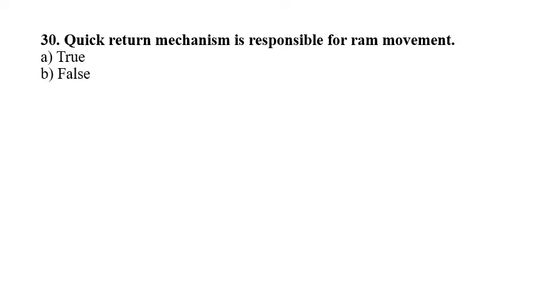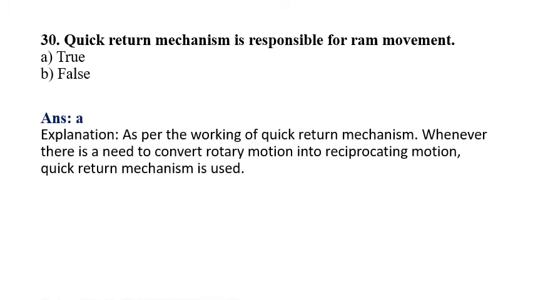Question number 30. Quick return mechanism is responsible for ram movement. True, false? The answer will be A, true. For ram movement, the quick return motion mechanism is mainly responsible. To reciprocate the ram, the quick return motion mechanism is used.